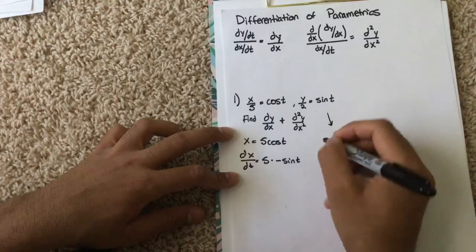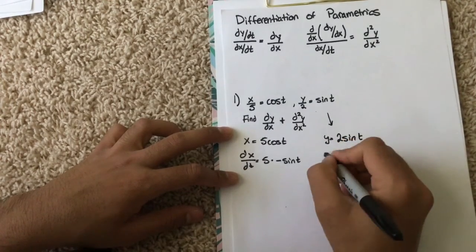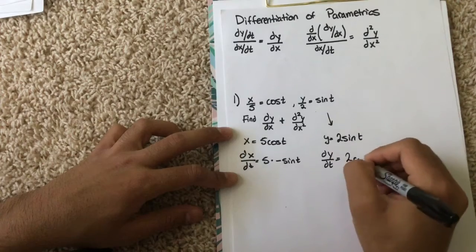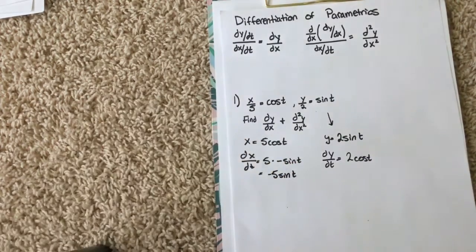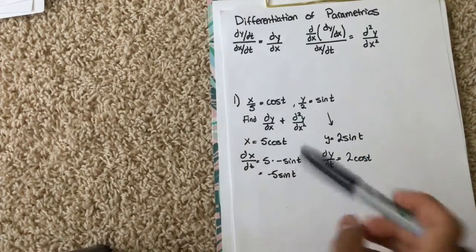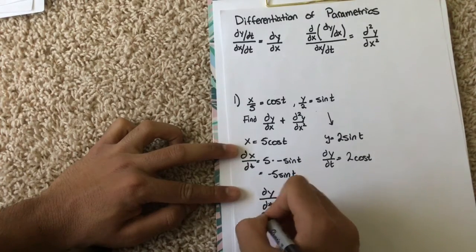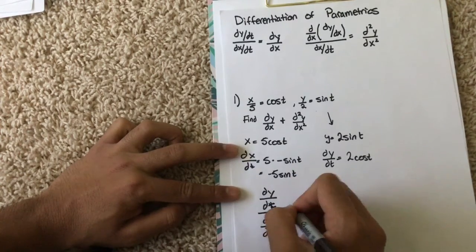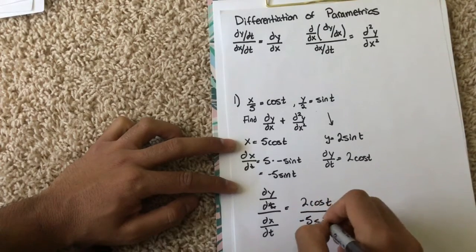Right here, we have our y function. We can multiply both sides by 2, and we get 2 sine of t. And then dy/dt is equal to 2 cosine of t. We can rewrite this one right here, it's minus 5 sine of t. Now, all that's left is to take this one and divide it by that one. And then we get dy/dt divided by dx/dt, that equals 2 cosine t divided by minus 5 sine t.